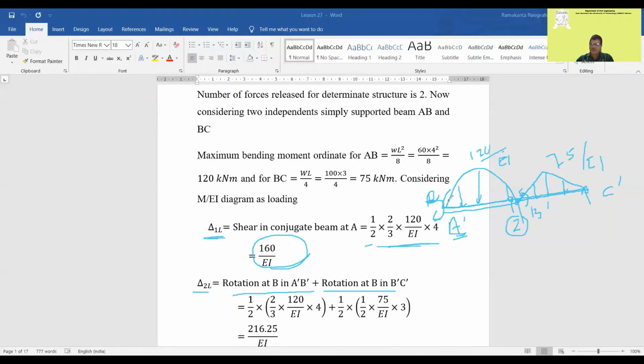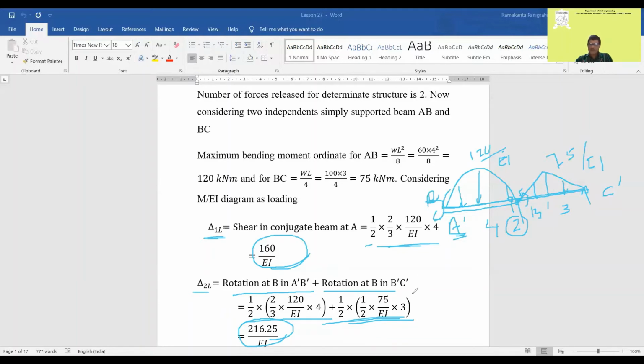It is shear, so again the total force, half will come to this side. You can calculate half 2/3 h into L for the parabola, and this is the triangle. So half h into L is the area, and half will come to this side, half will go to that side. Calculate like this: half of 75 EI into L, where L is 4 here. So now this will be your delta 2L.